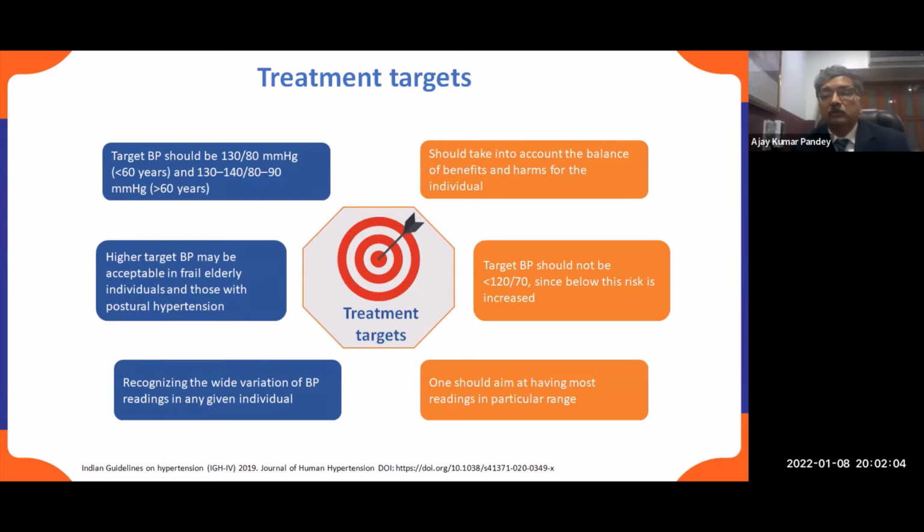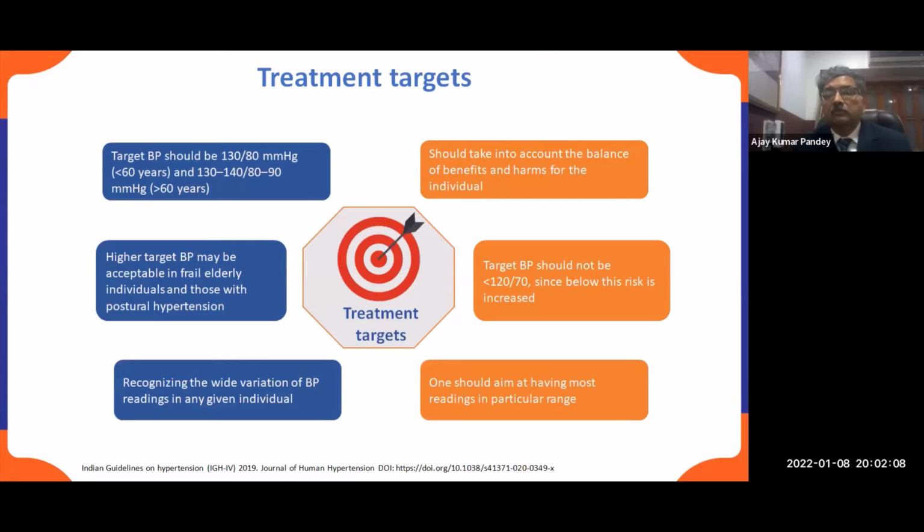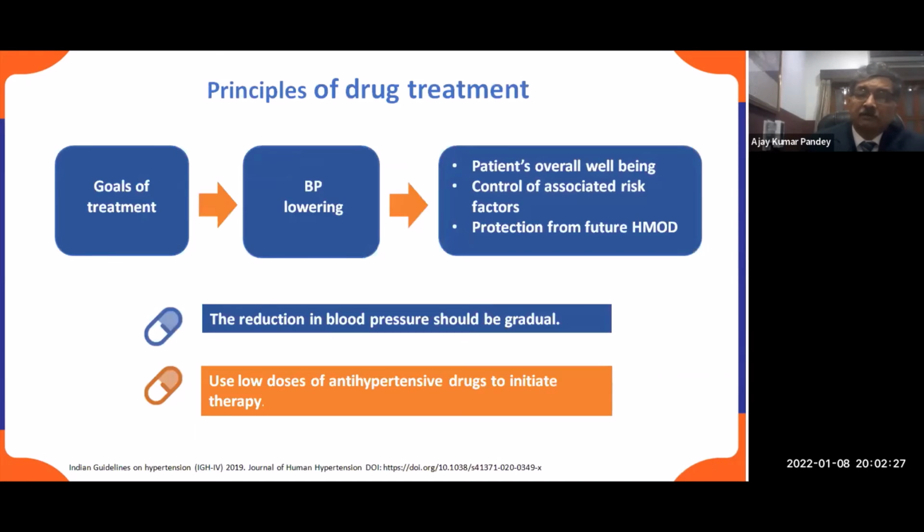Like we don't want to take a very strict blood pressure control in an elderly patient who is 70 years old, because he may have frailty, he may fall down, he may have postural hypotension. In an elderly patient, you should always assess their blood pressure in a standing position as well as in a sitting position. One should aim at having most readings in the target range.